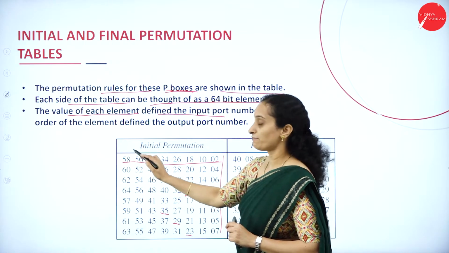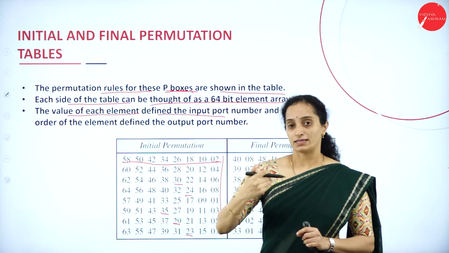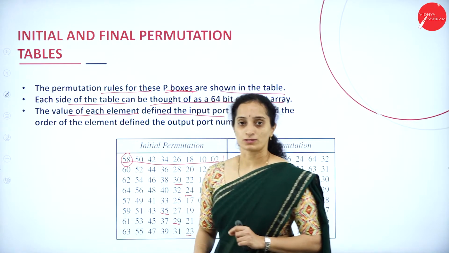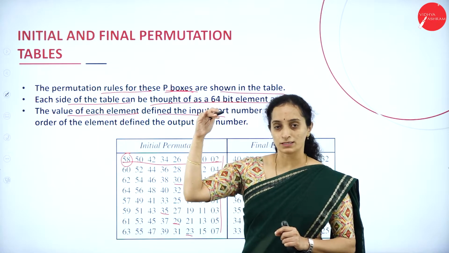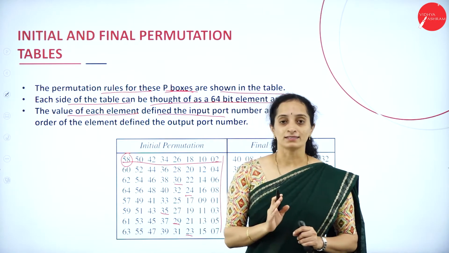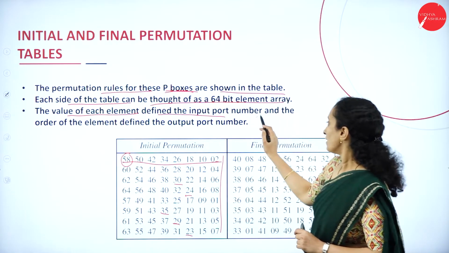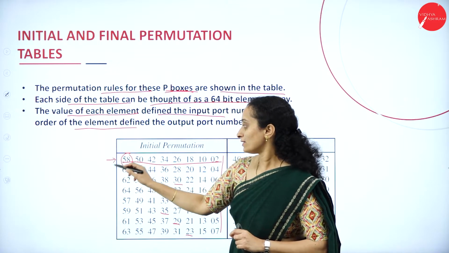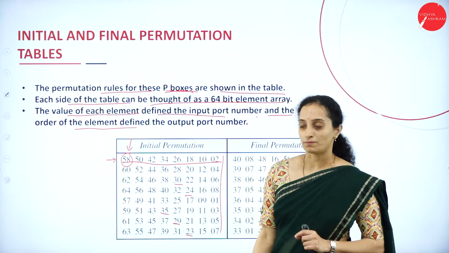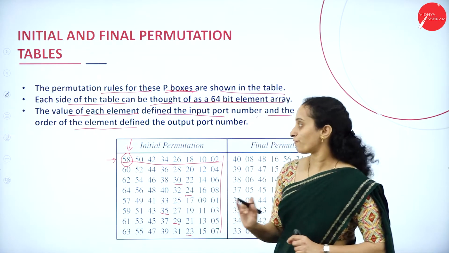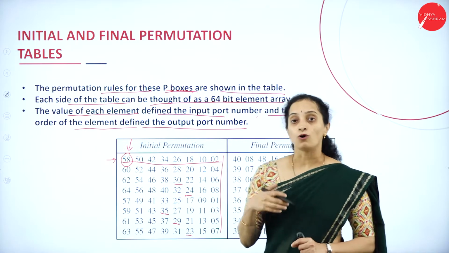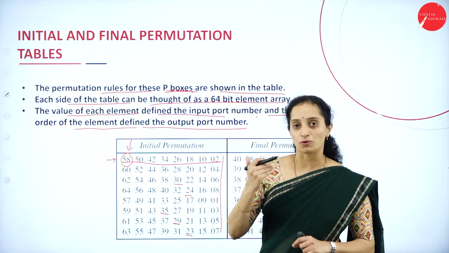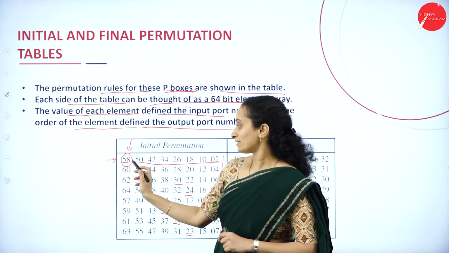Each element specifies the input port number, from which input port the value is coming. So this is the 58th input port. If you have 64 bits of input ports, this is the 58th input port. And the order of the element, which is 0th row and 0th column, represents the output port number. That means the input from the 58th port will be permuted to the first port.